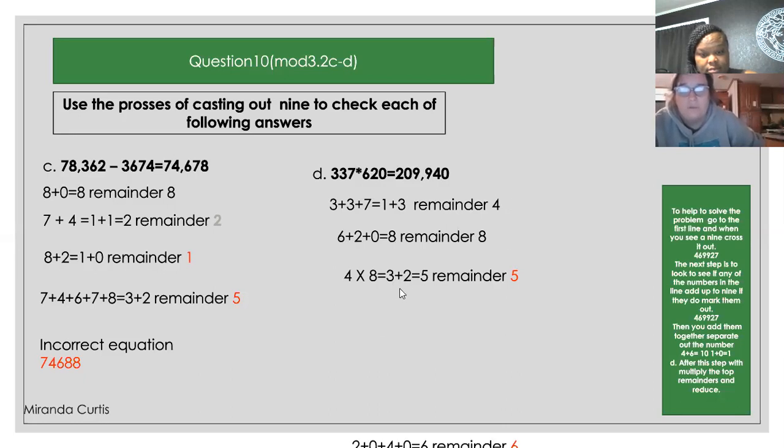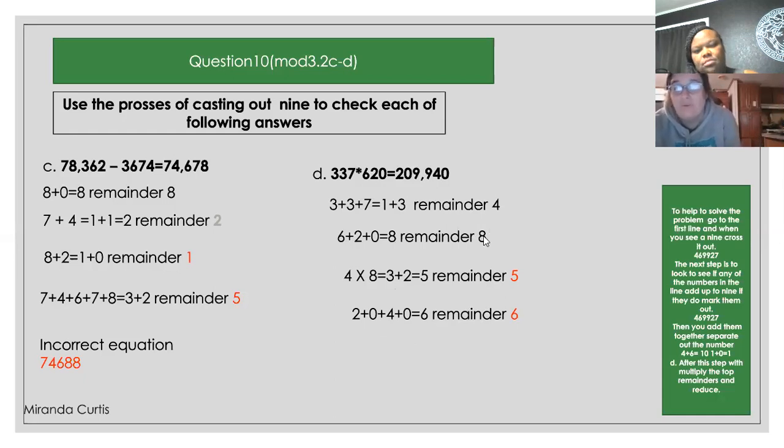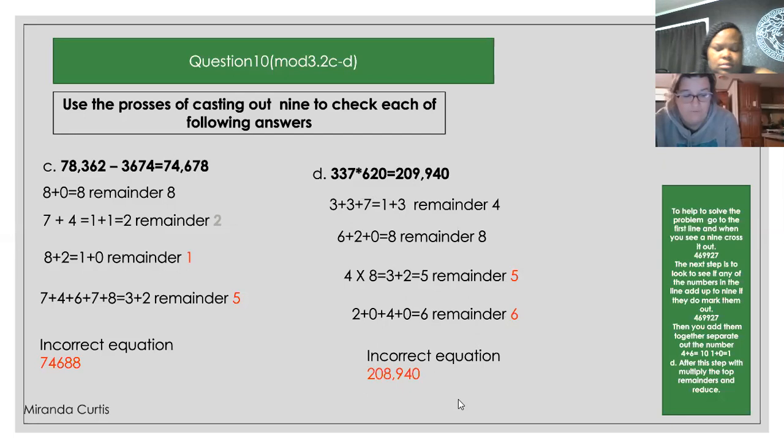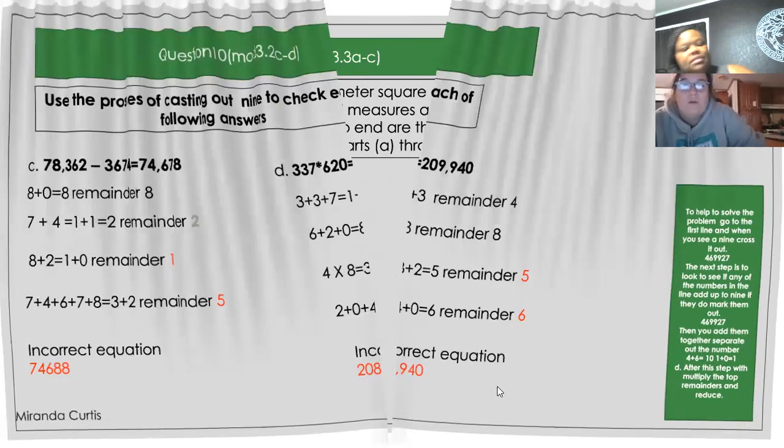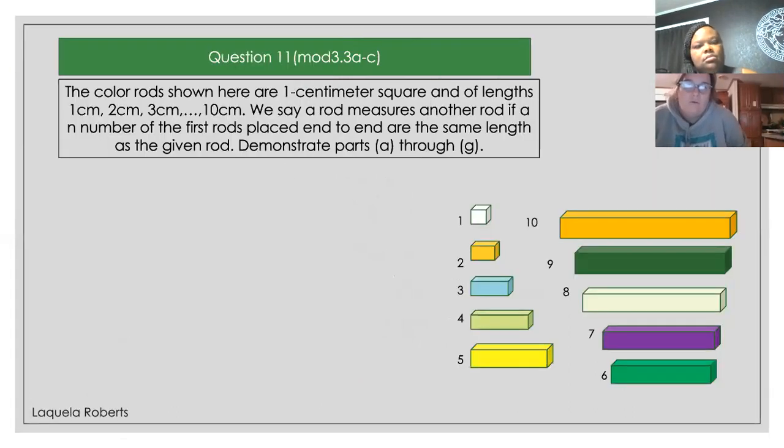Now what we're going to do, there it is. The one above it is the remainder of 4 times 8. When you multiply these two together, it's going to give you 32. And then you're going to separate, because remember, it's a two-digit number. So we're going to go 3 plus 2 equals 5, gives a remainder of 5. When we do the bottom, it's going to give a remainder of 6. But it's an incomplete equation again, because this plus that does not equal it. It equals 208,940. So we're going to go to problem 11.